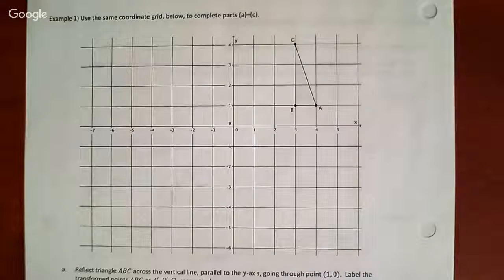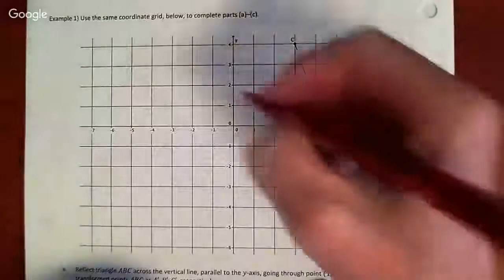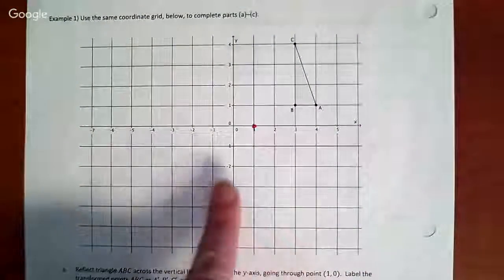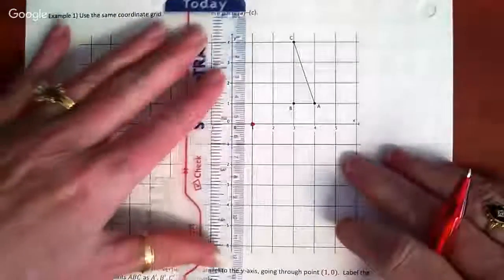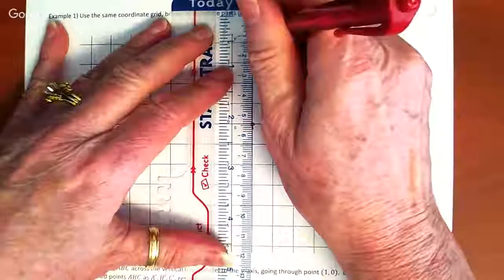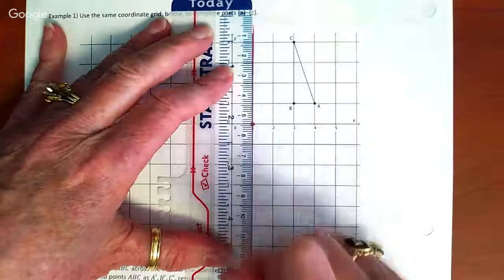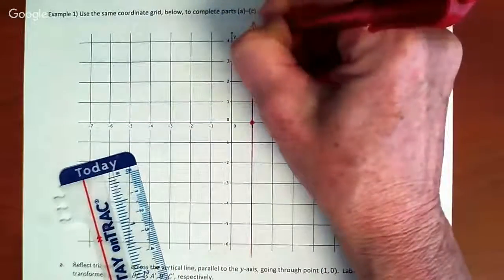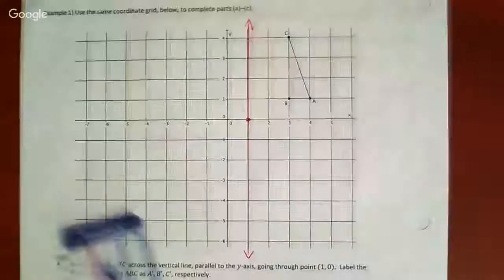So A says to reflect across the vertical line parallel to the y-axis, and it says going through point 1, 0. So here's the point 1, 0, and it's parallel. So I'm going to draw a line down here. So this is the line that we are reflecting over.